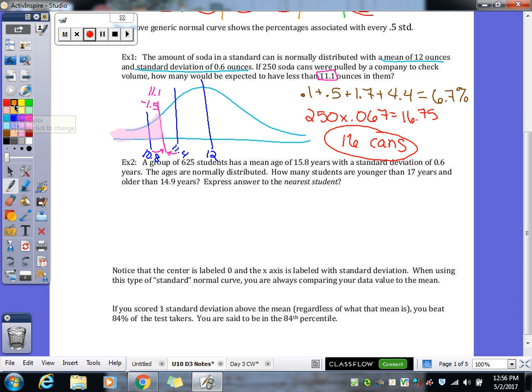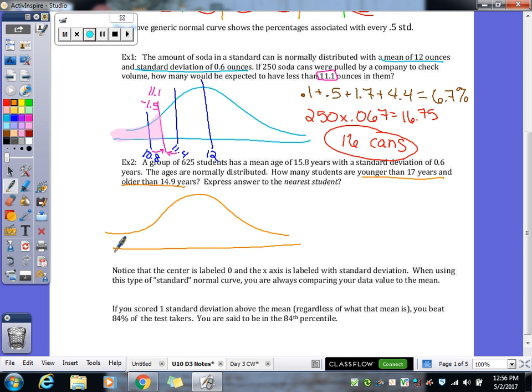So let's take a look at the next one. We have a group of 625 students has a mean age of 15.8 years with a standard deviation of 0.6 years. The ages are normally distributed. How many students are younger than 17 and older than 14.9? Express your answer to the nearest student.